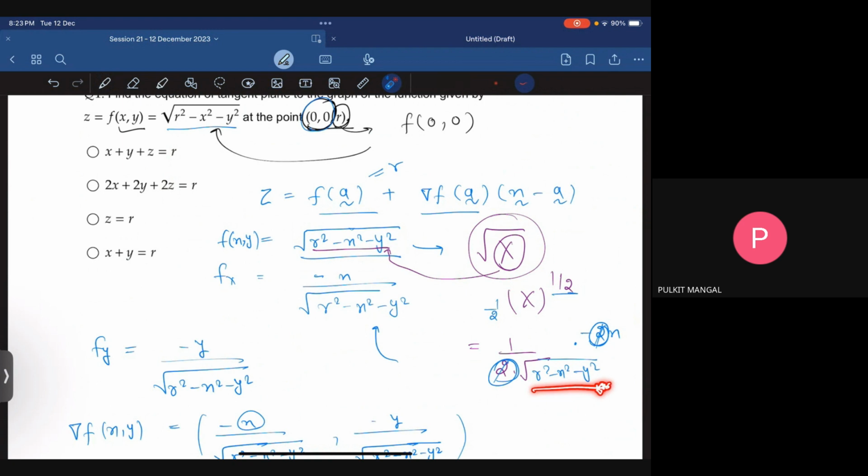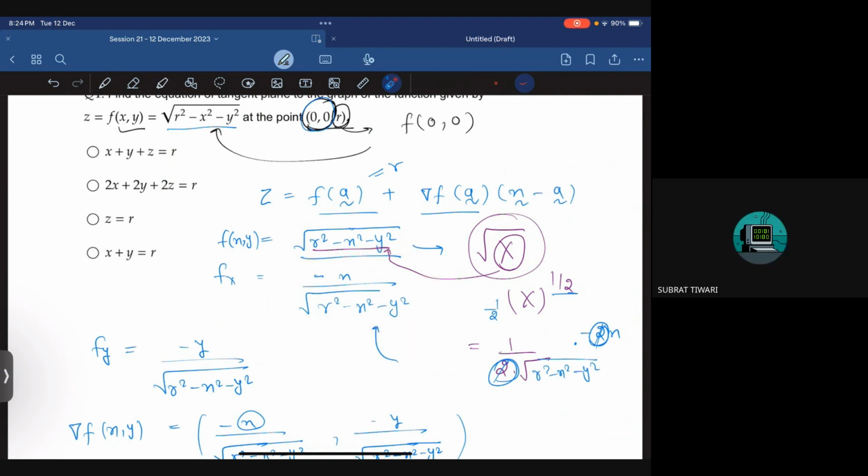Now I need to multiply this with the derivative of the inside function, that is negative 2x. So this 2 and this 2 will cancel out, and I will be left with this part. Was this derivative clear?